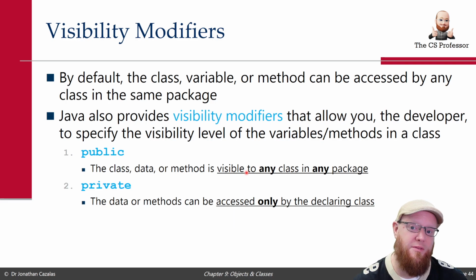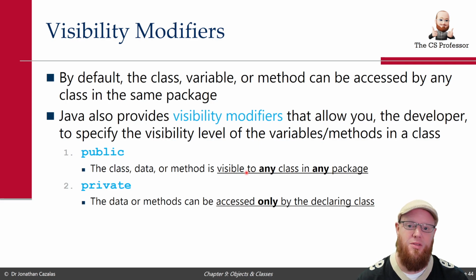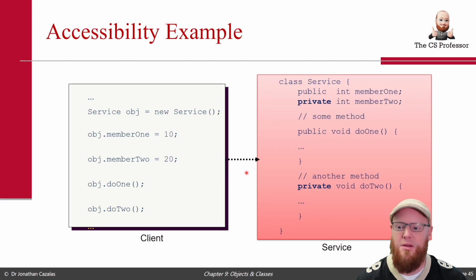Private, what private does, that particular visibility modifier, it says you can only access that variable or that method within the class that it is found inside. So if you make a variable private, you can only access that variable from inside the same class. You can only access it directly. If you make a method private, you can only access that method from inside the same class.